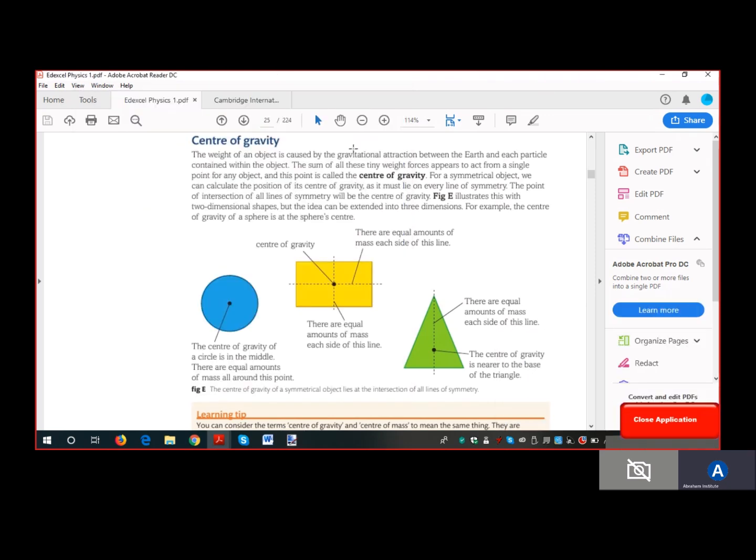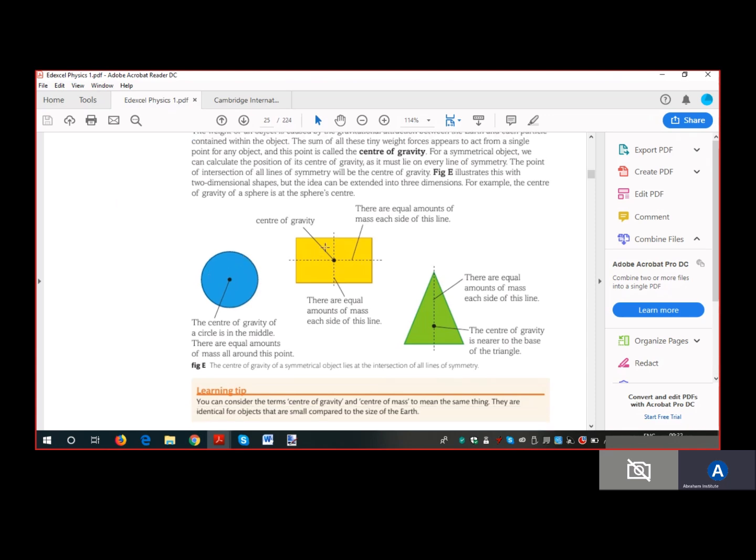Okay, then. Okay, so same thing applies for this and also applies. So anywhere, if you keep your finger at the center of gravity, and if the object is horizontal, then it will balance.